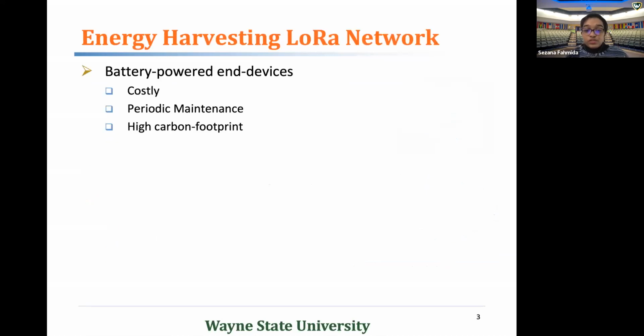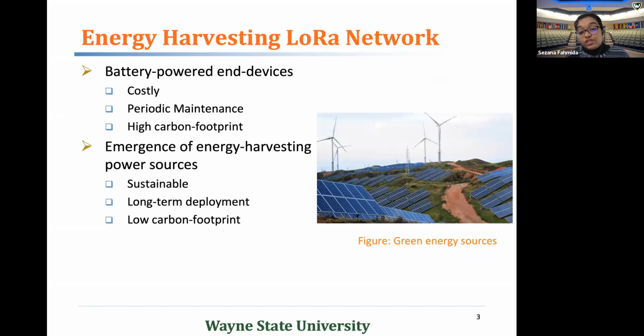Now, most of the end devices in LoRa networks are powered by single-use batteries, which has several disadvantages. First of all, it's very costly at these large scales, and it requires periodic maintenance. Also, these batteries leave a very high carbon footprint. So recently, we are seeing the emergence of green energy sources as a sustainable alternative to single-use batteries. These energy harvesting power sources are suitable for long-term deployment, and they leave a very low carbon footprint and are thus environment friendly.